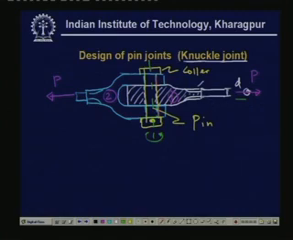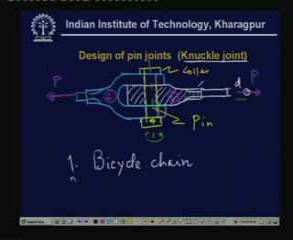This kind of joint is used very often in the bicycle chain. You have seen this kind of pin joint. Sometimes it is used in the tie rod in the roof truss.